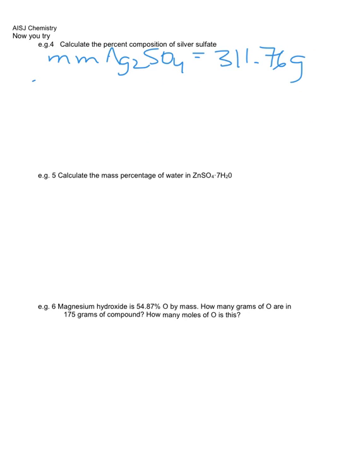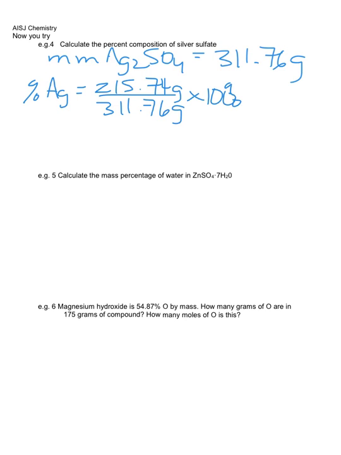So now we can easily figure out the percent of silver in this compound, right? We know that there are 2 silvers, and so the total mass of silver from 2 of those would be 215.74 grams. And we know the total mass of the compound is 311.76 grams, right, times 100%. Will give us 69.2% of silver.